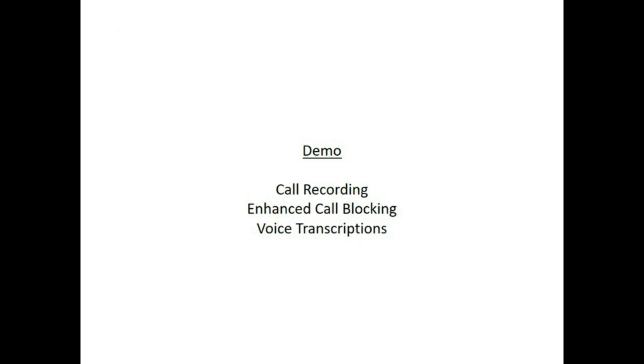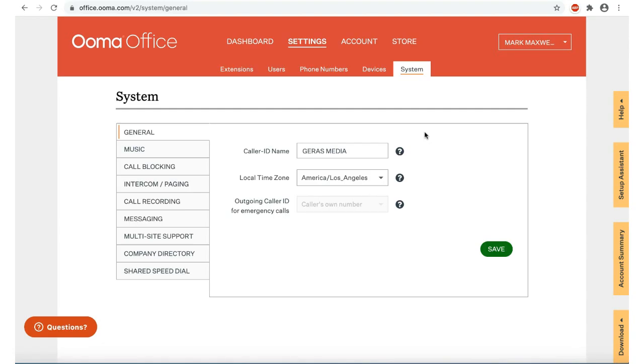Now I'd like to take a couple of minutes to show you a product demo of a couple of the features that we've discussed earlier in this presentation: call recording, enhanced call blocking, and voicemail transcriptions. Ooma Office Pro offers many great features. Here we are in the admin view looking at the system settings that you have.